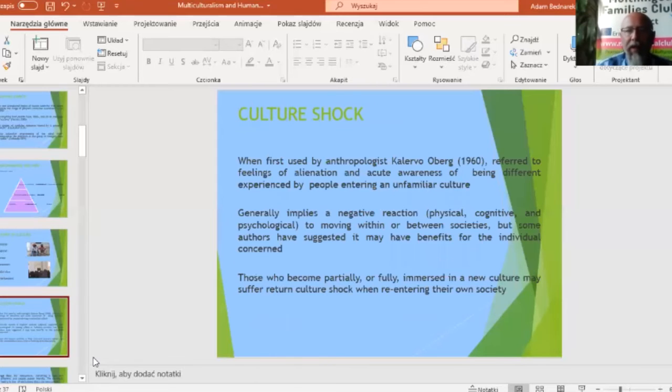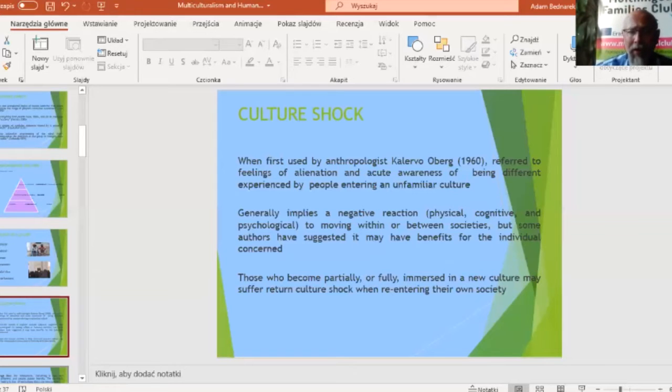And here I'd like to focus a moment on something that we call cultural shock, right? And something that happens. This was first used by the anthropologist, Mr. Oberg, in the 1960s. And it referred to feelings of alienation and acute awareness of being different, of people who enter an unfamiliar culture. Well, first of all, we have the language barrier that starts there, right? We start having problems with communication, and through the lack of that communication, we start generally having negative reactions. They're physical, cognitive, and psychological, where we have to move between these bubbles of all these different layers of culture that are already established in a given region, right?